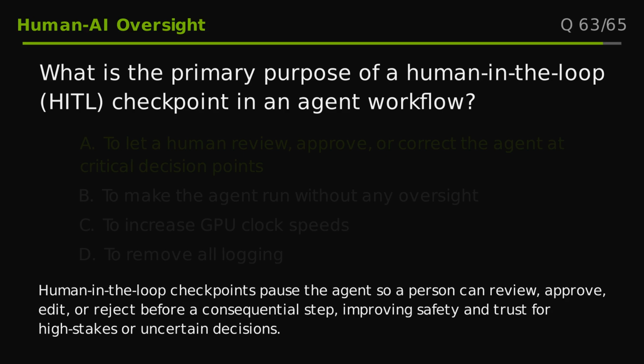Human-in-the-loop checkpoints pause the agent so a person can review, approve, edit, or reject before a consequential step, improving safety and trust for high-stakes or uncertain decisions.